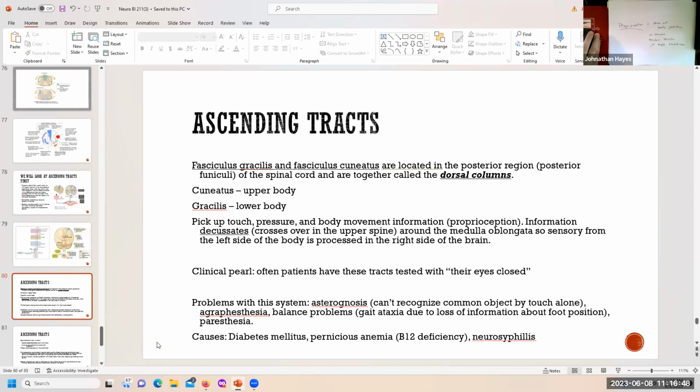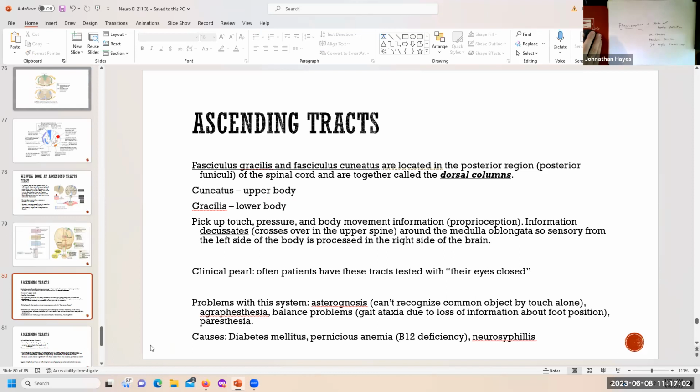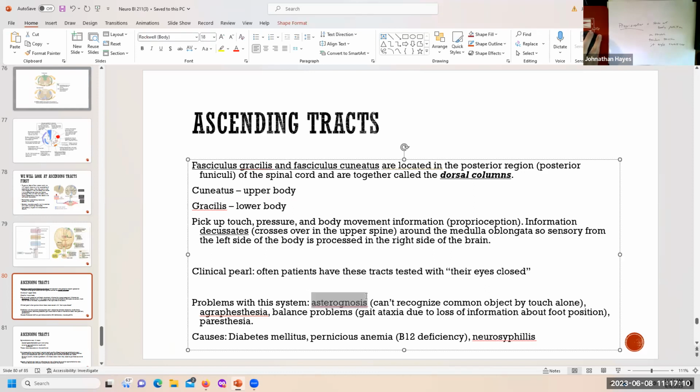So if I have a patient that can't feel things very well, they're starting to get some type of numbness. Maybe they have some type of gait manifestation where they're looking at their feet because they don't want to trip over their own toes. Some tests that we can do to narrow down that it's dorsal columns and not something else: we can check for astereognosis and agraphesthesia. Obviously the gait would be affected if they have balance problems, and patients usually present with paresthesia. For some reason, they have numbness that shouldn't be there. That's the problem.